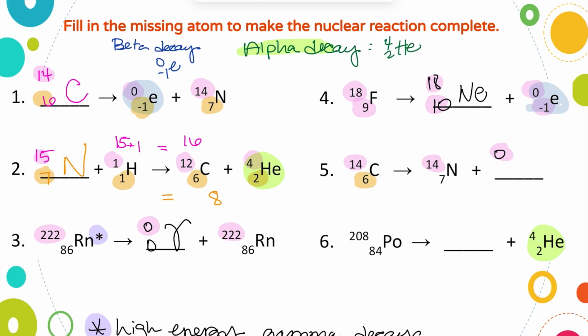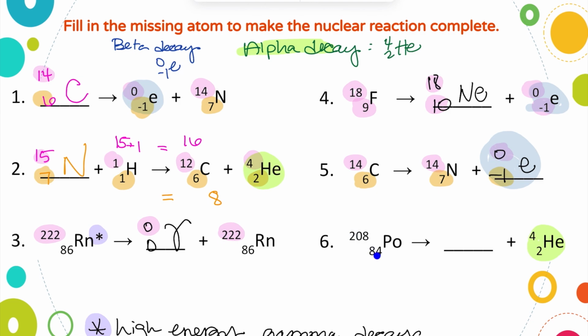Looking at the bottom, 6. Well, 7 plus what gives me 6? This is a -1. What has no mass and a -1 charge? This is an electron, and so this is another example of that beta decay where an electron gets released.